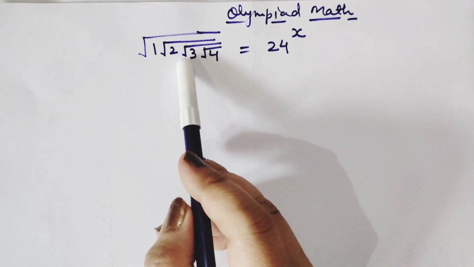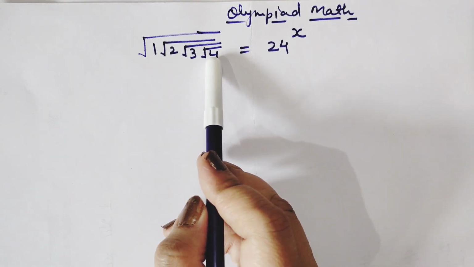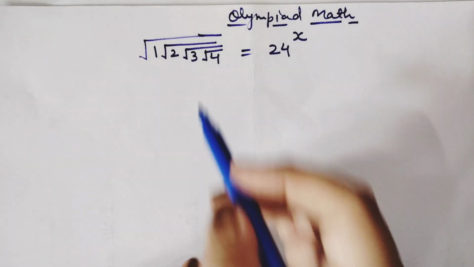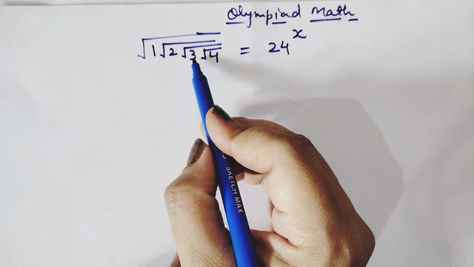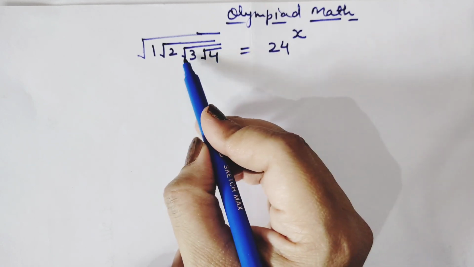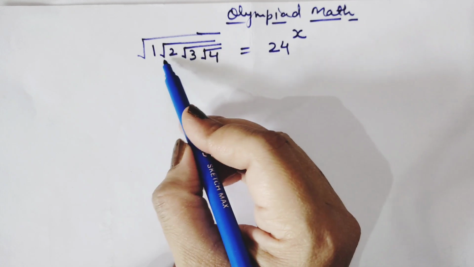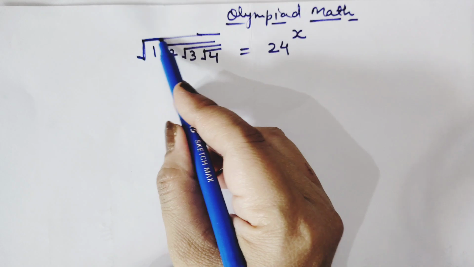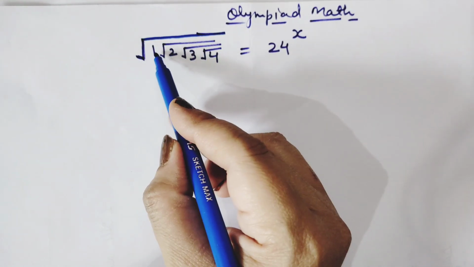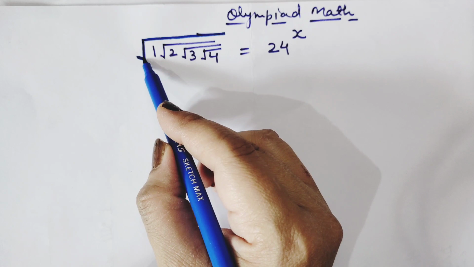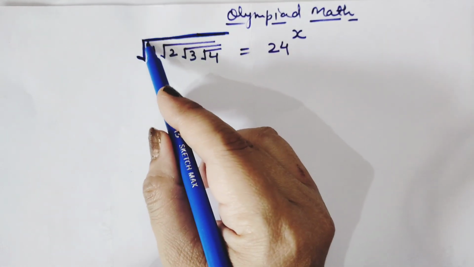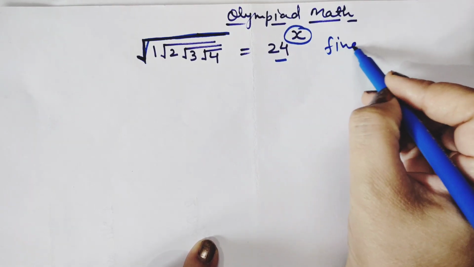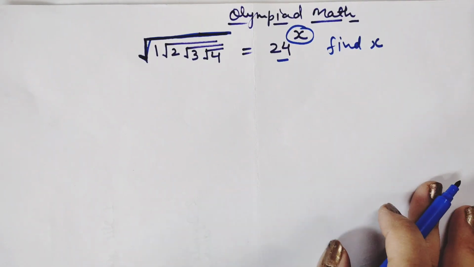Today we are going to do another Olympiad question, in which the expression is root of 1, under root of 2, under root of 3, under root of 4. You can see the innermost root is root 4, then root of 3, then root of 2, then root of 1. So it means each root contains all the following numbers inside it. We need to find the value of x. Find x. So how to find this x value?